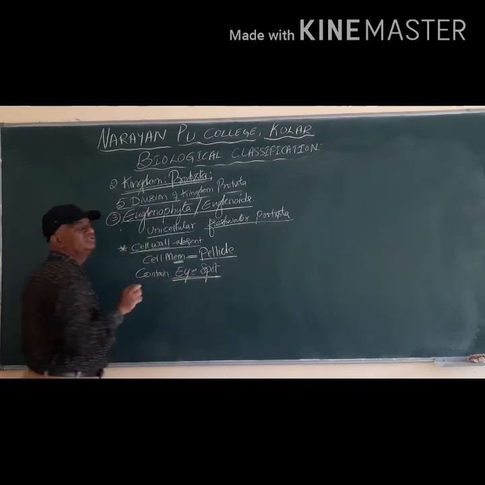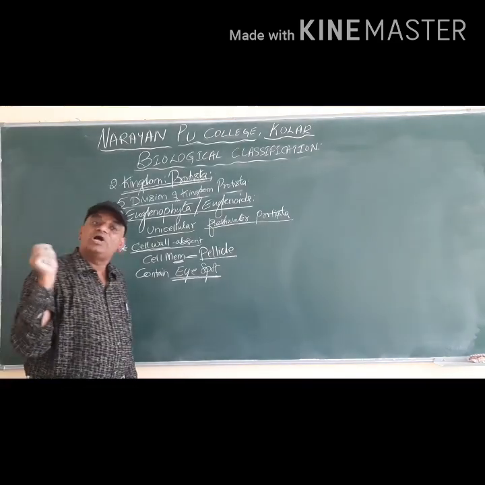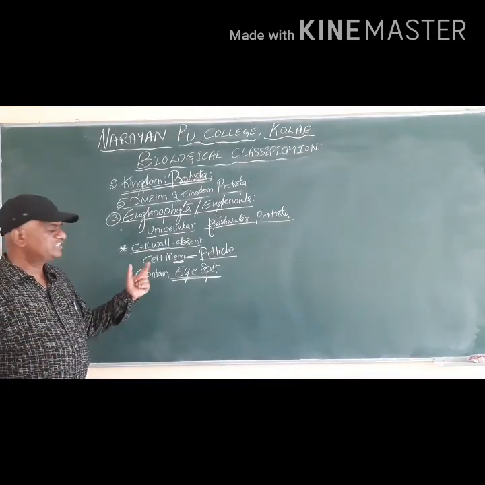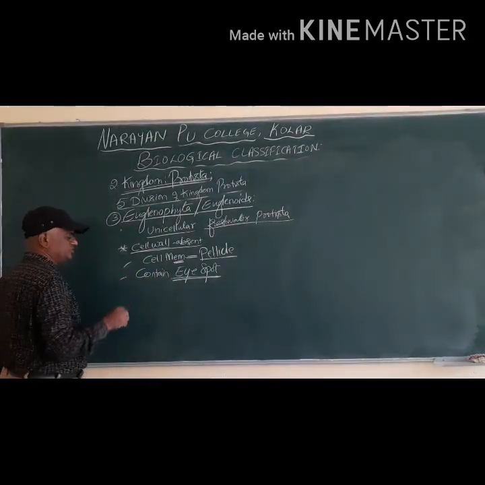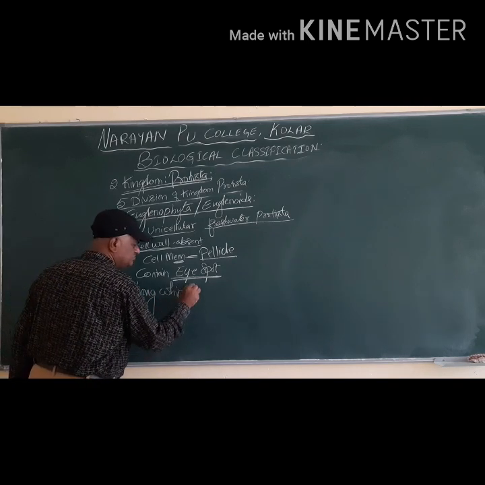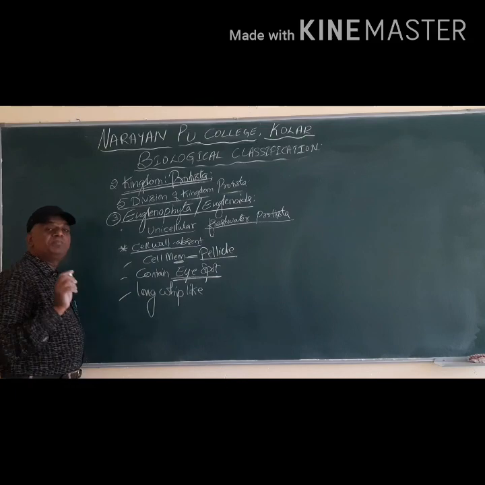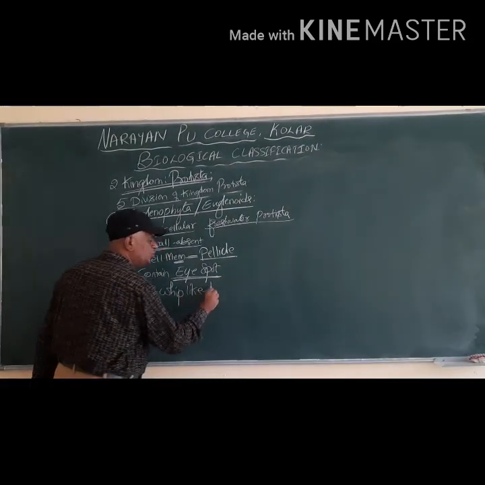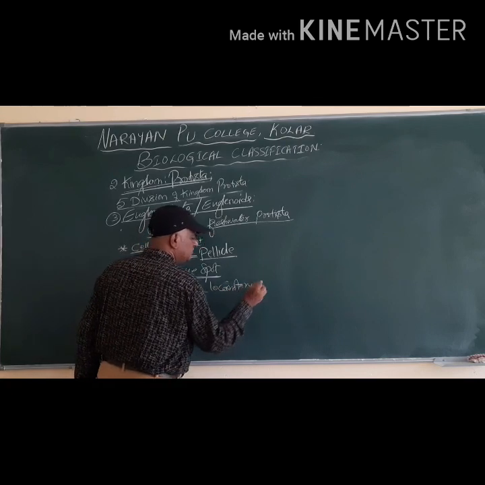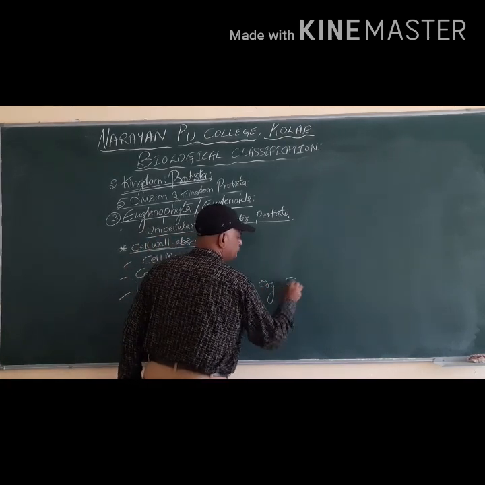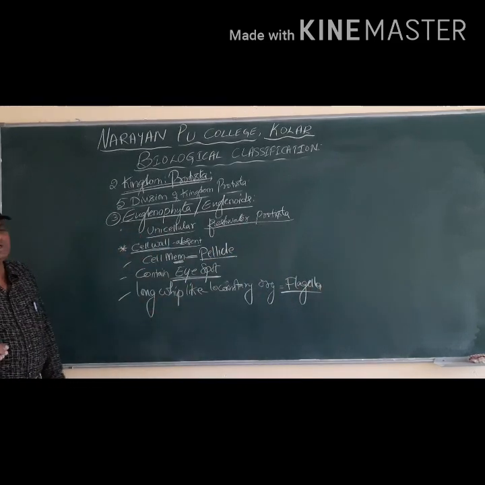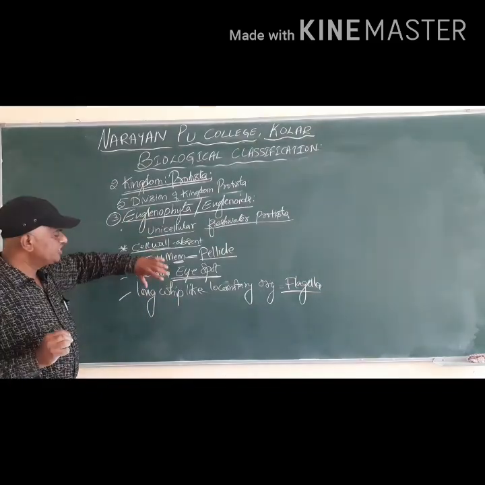There is a sensitive eye spot present in the euglenoids, or in euglena. Next, there is a long whip-like structure, which serves as a locomotory organ. They are called flagella.